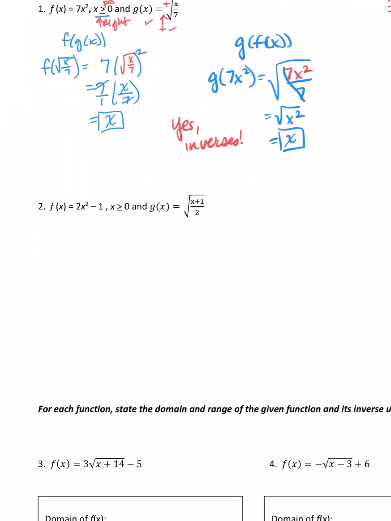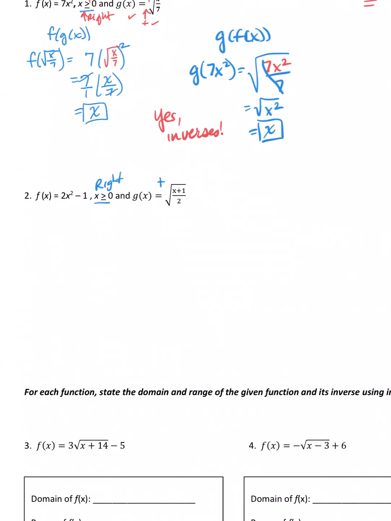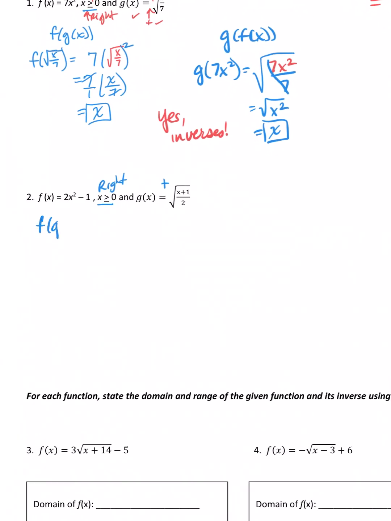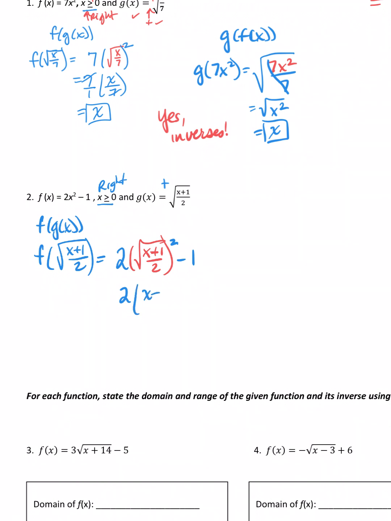Look at number 2. Okay, so here's my quadratic with its restriction. Notice it's pointing right to the positive side, and my g of x is the positive square root. So we're in good shape so far. Now, we're going to go through the same process. We're going to do f of g of x. So we're going to put g of x into f. So it's going to put the square root of x plus 1 over 2 into the f equation. So it's going to be 2 times all of this mess, x plus 1 over 2 squared minus 1. So when we square this square root, all of that's going to come out.